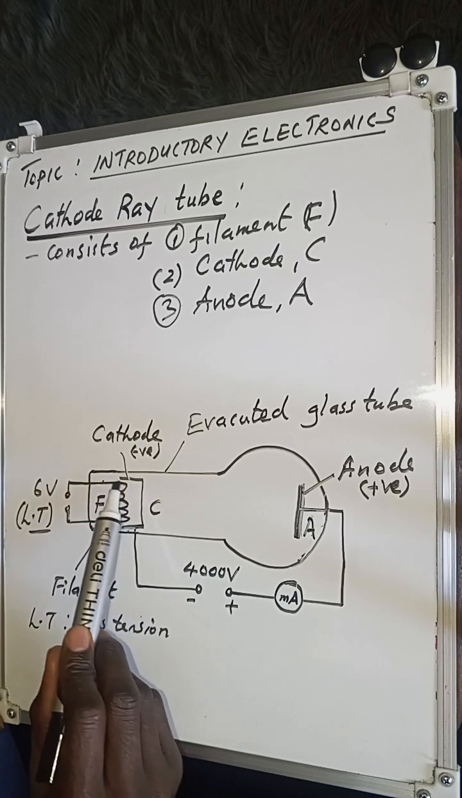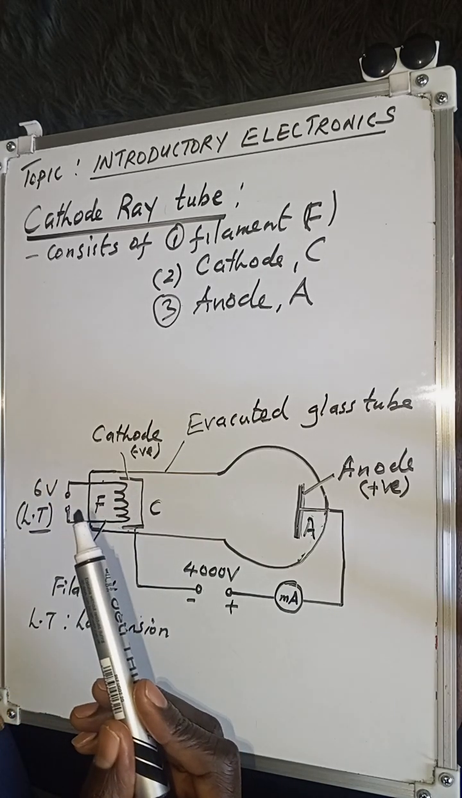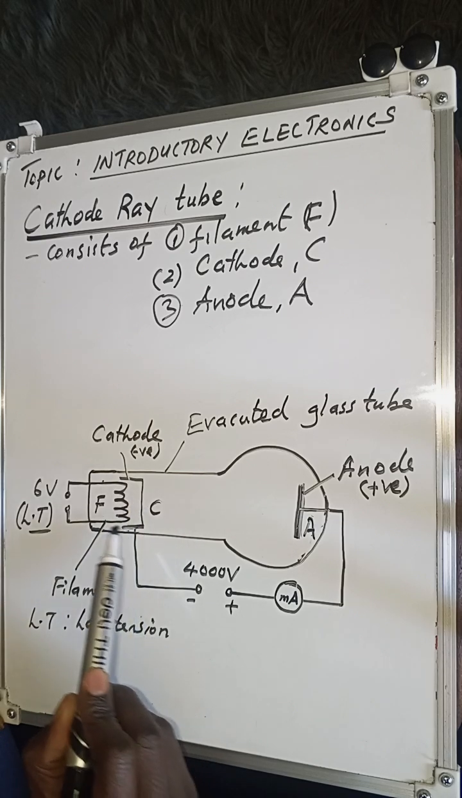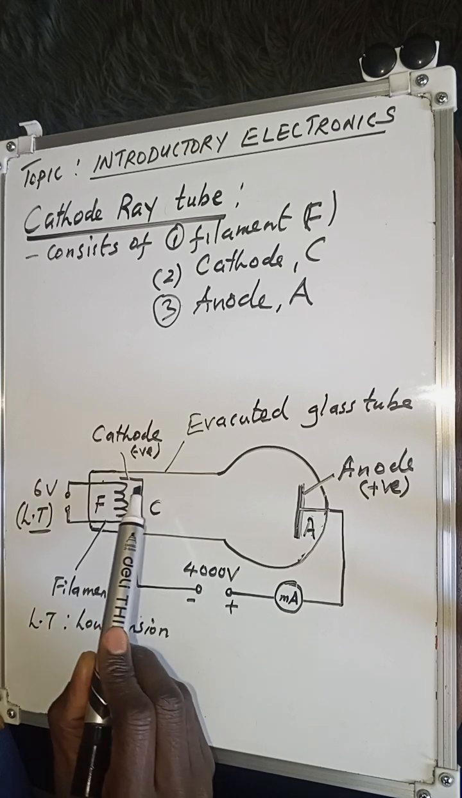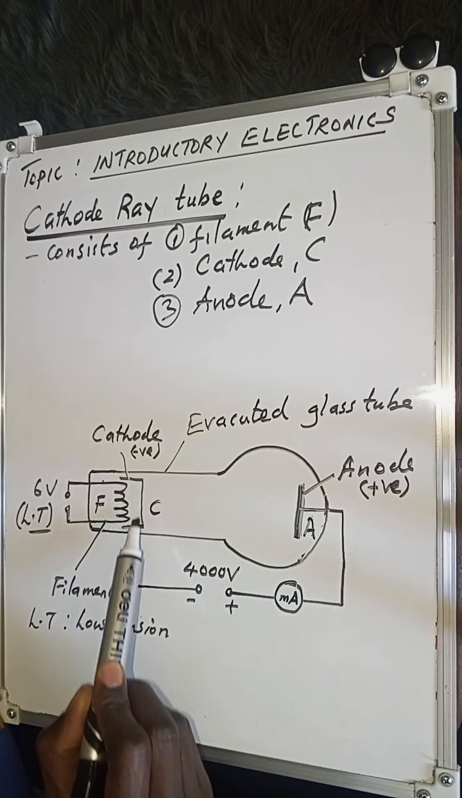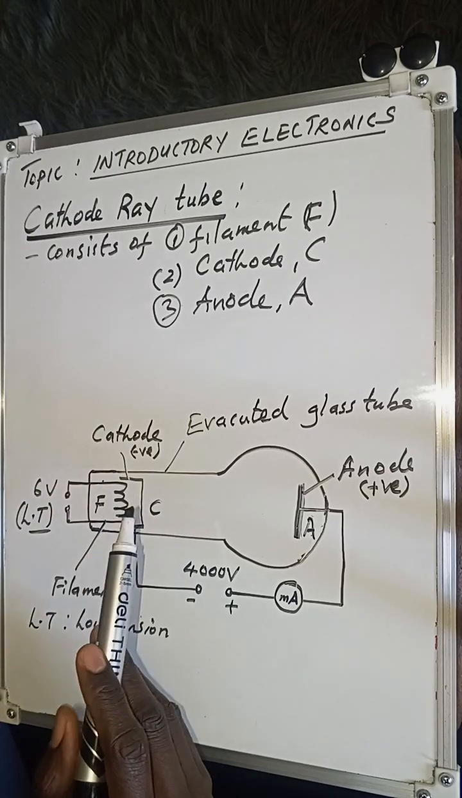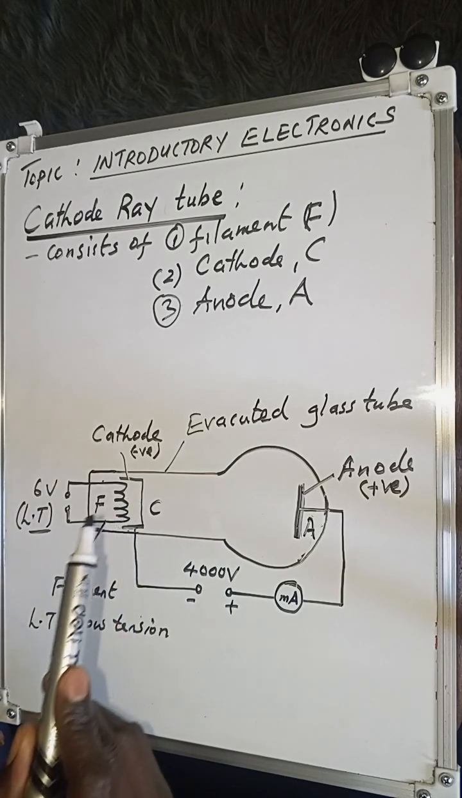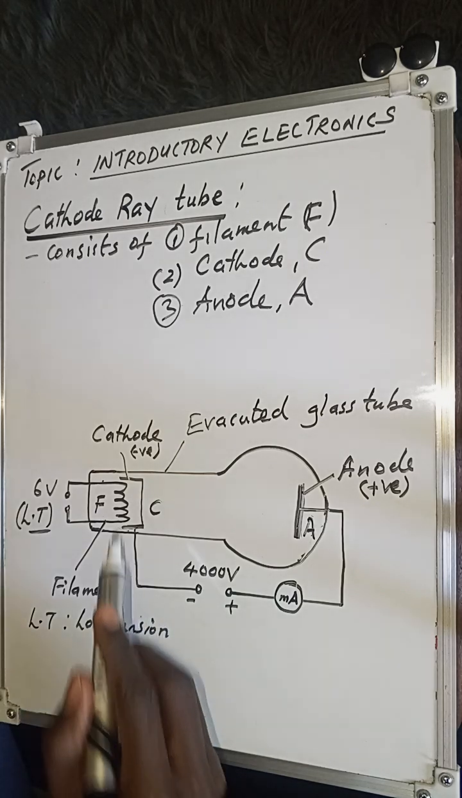So now, as the temperature of the cathode rises, the thermal speed of the free electrons in the cathode increases, and those free electrons that are contained in that metal escape from the atoms of the metal plate. And as the temperature of the metal increases, the electrons are going to boil off.